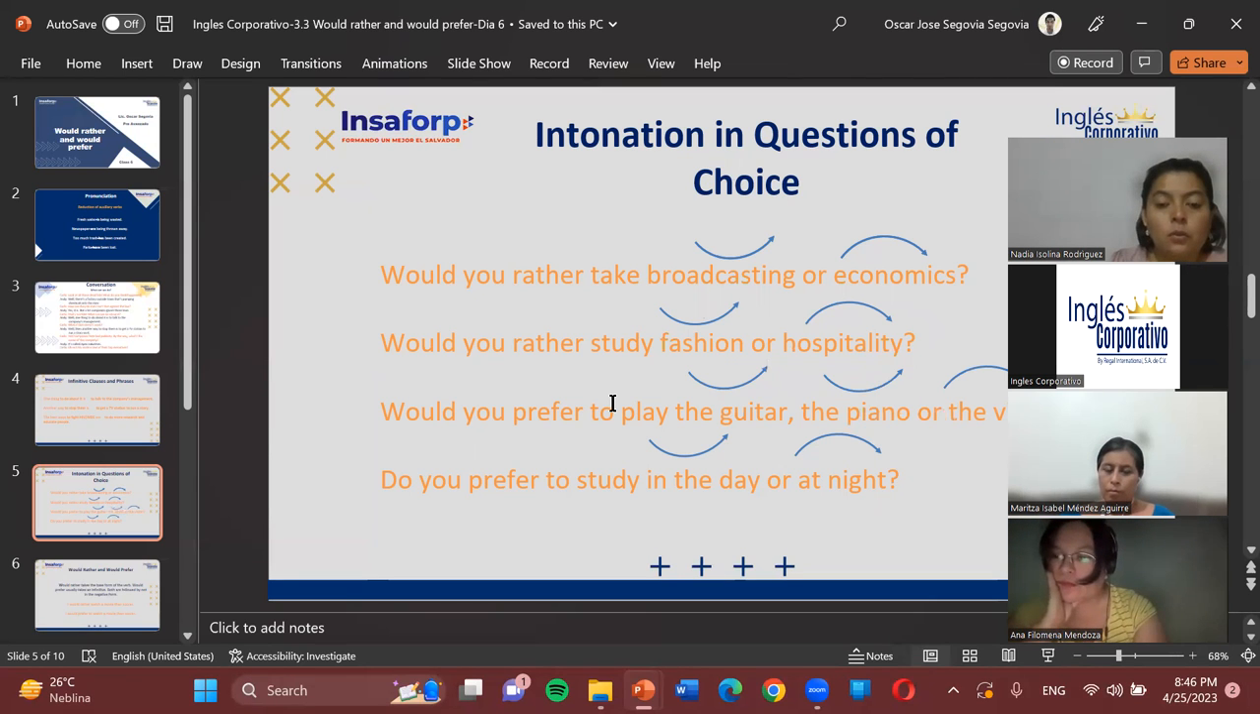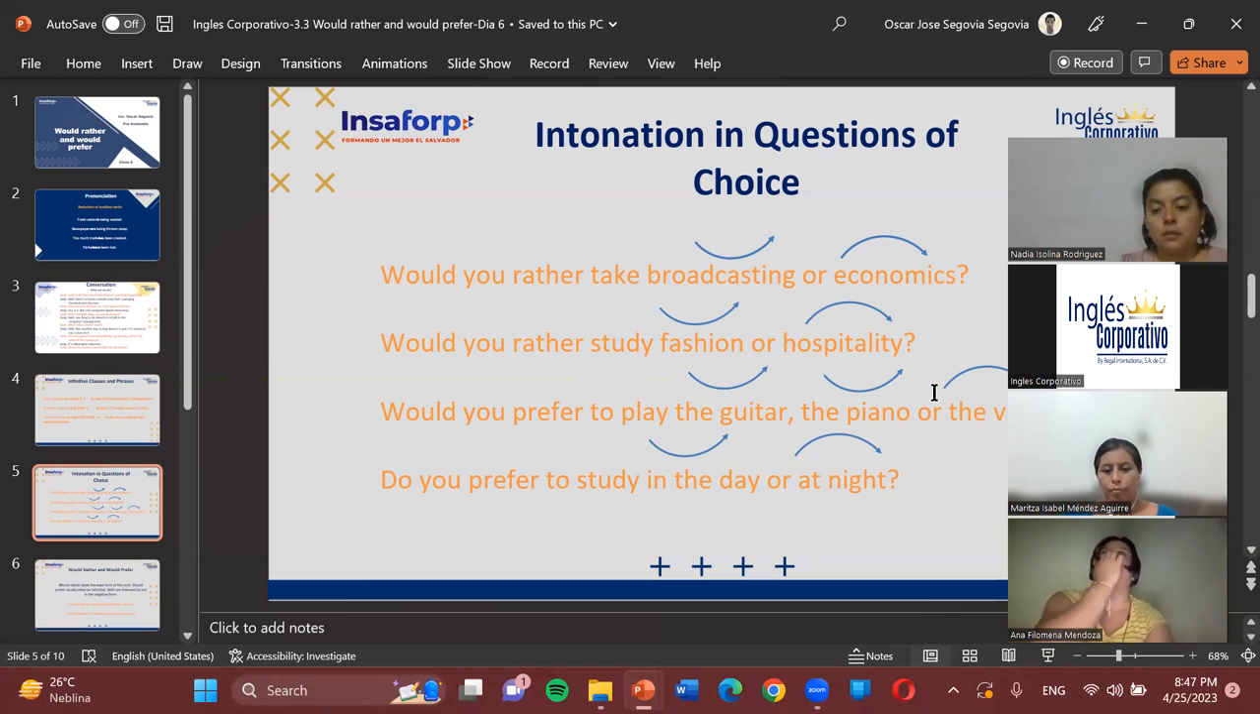Okay. Would you rather take broadcasting or economics? Would you rather study fashion or hospitality? Would you prefer play the guitar, piano, or the violin? Do you prefer to study in the day or the night? Very good. You did very, very nice. Thank you very much. Good.